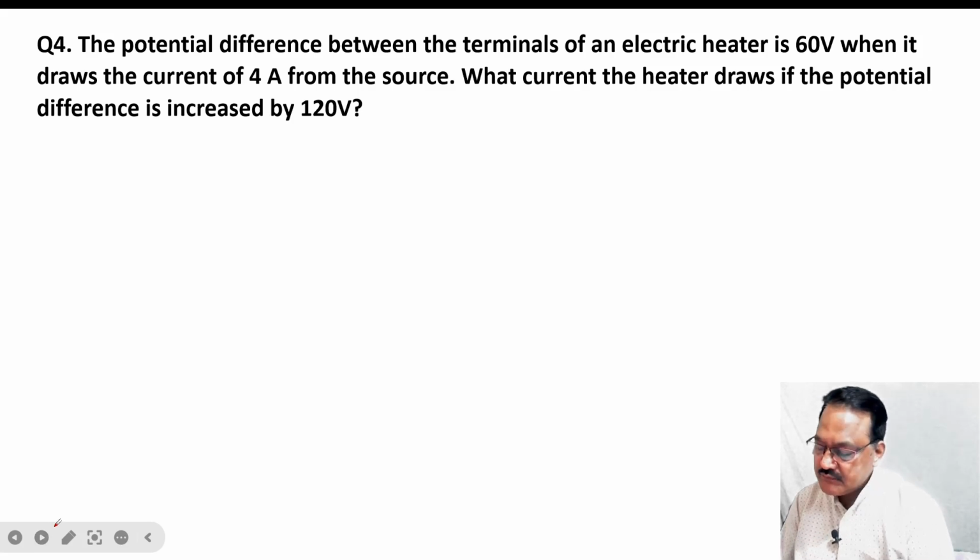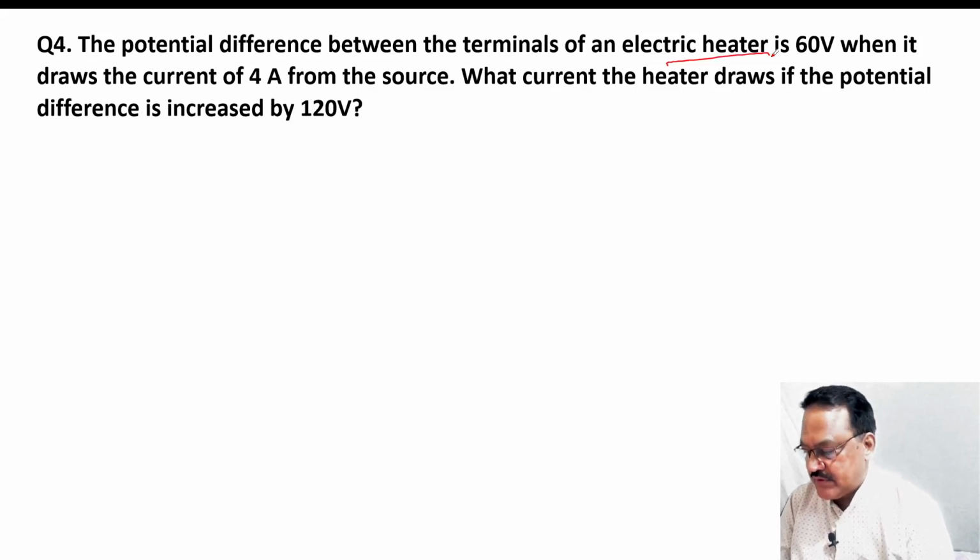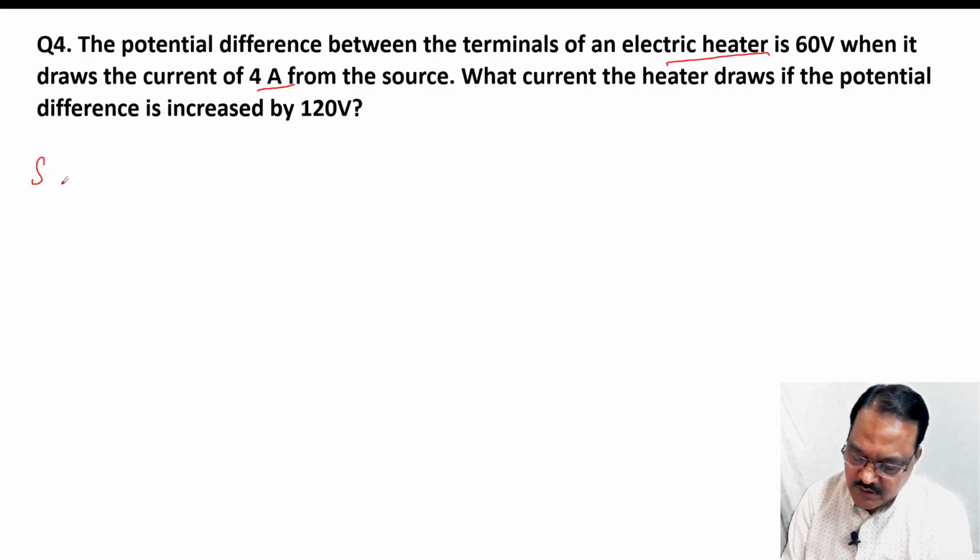What is this question talking about? The potential difference between the terminals of an electric heater is 60 volt, when it draws the current of 4 ampere from the source. What current does the heater draw if the potential difference is increased to 120 volt? How to solve such type of questions?